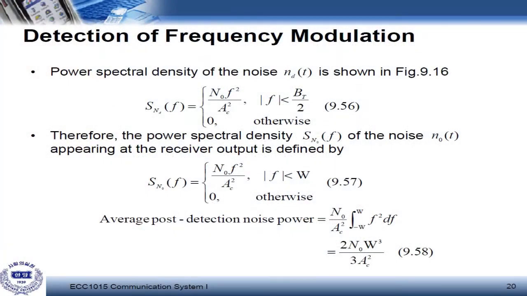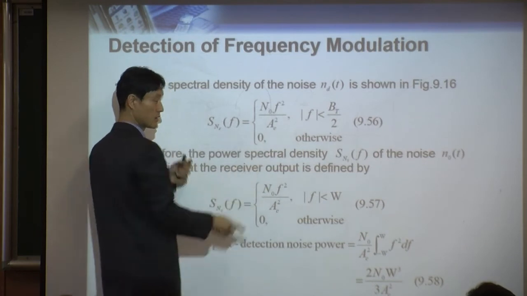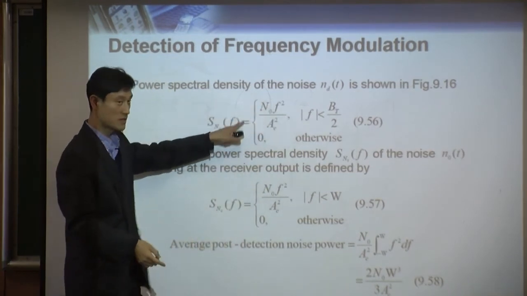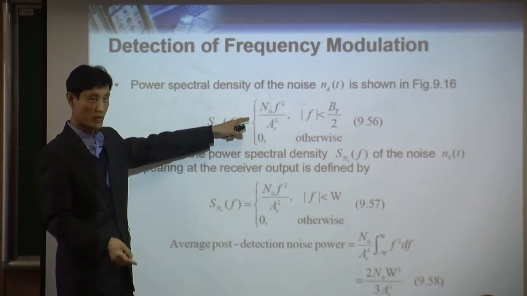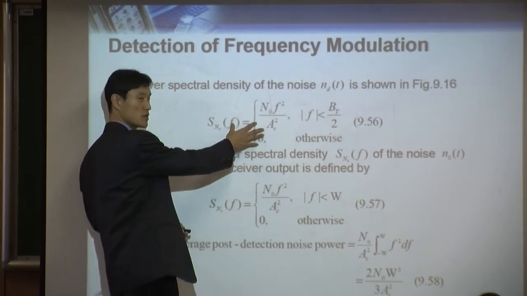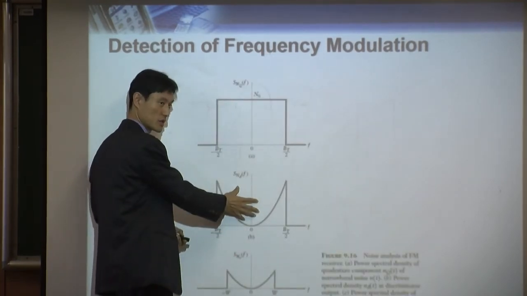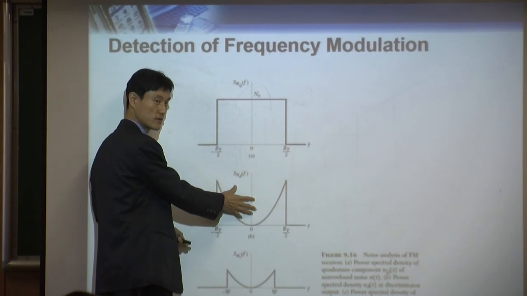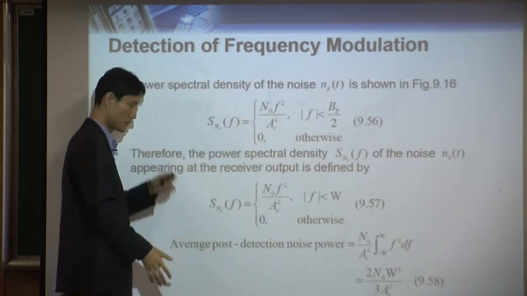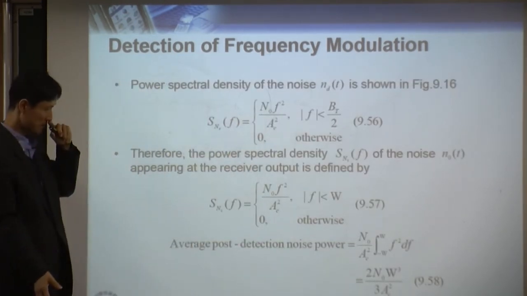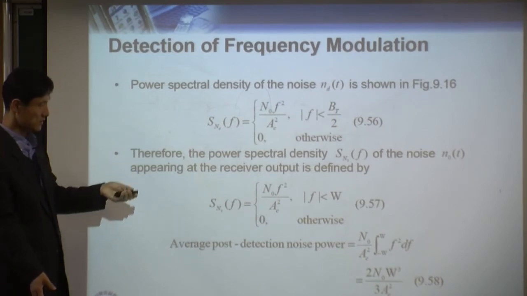And this is the equation for the noise power spectral density. In the equation, you see that you have f square divided by A square. This is the mathematics, the equation. When you draw this in a picture, this is what the graph looks like.